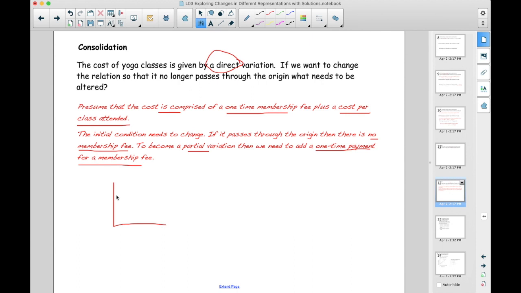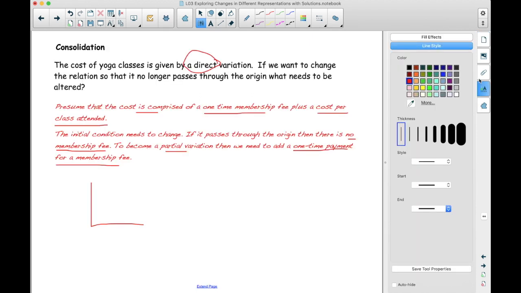If we simply had a membership fee, I'm going to change the color here, and no cost per class, it would look like this, a horizontal line. Maybe pick a number that might make sense. Maybe we would say you pay $1,200 and then you can show up an unlimited number of times. That's what that would look like. Let's suppose we do the opposite of that and we say there is no membership fee, you just pay every time you go. Then it starts at the origin, and then we'll have a line, and the slope of that line would represent the cost per class.